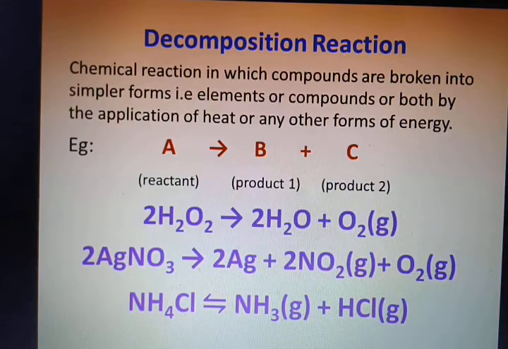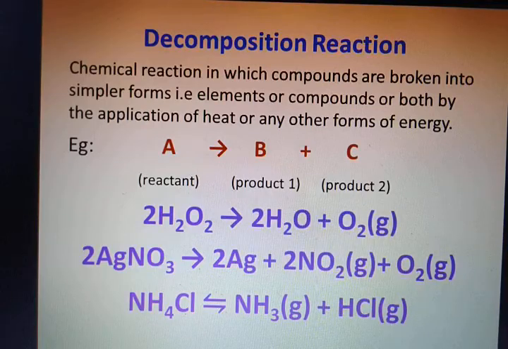We are breaking. You can check it with the format given: A, by the application of heat or any other energies, will break down into B and C, or it can be D also, or E also. One substance can break down into more products. It's not that I have shown only B and C; you can also add plus D, plus E, plus F. No problem at all. It's absolutely perfect.